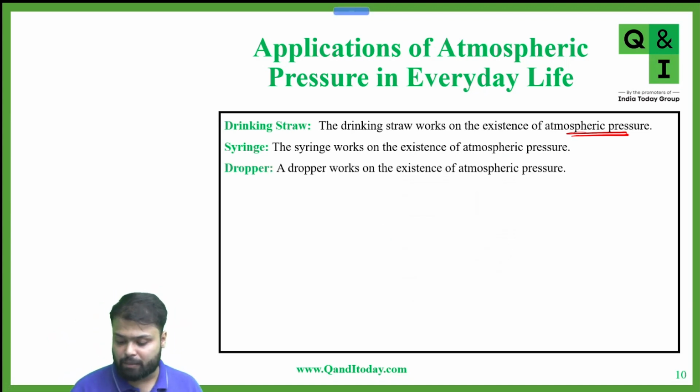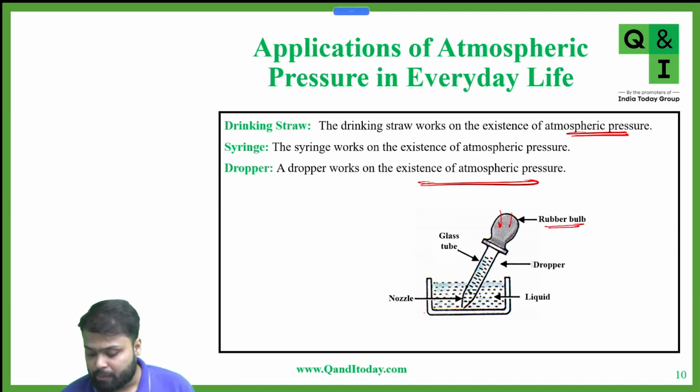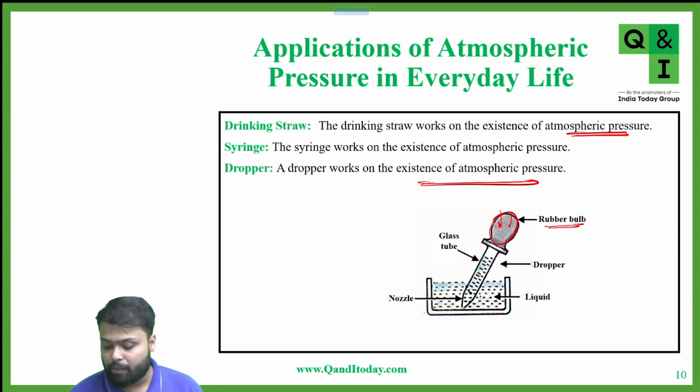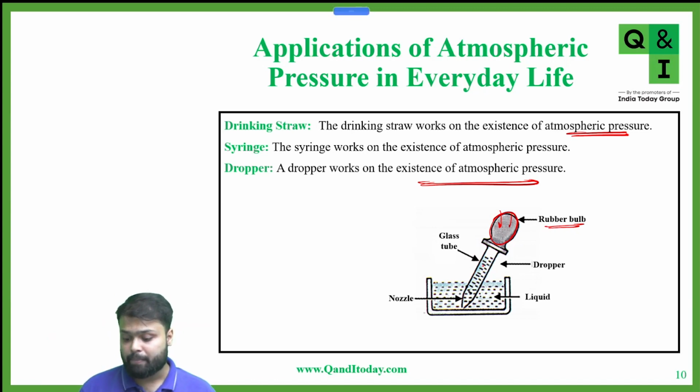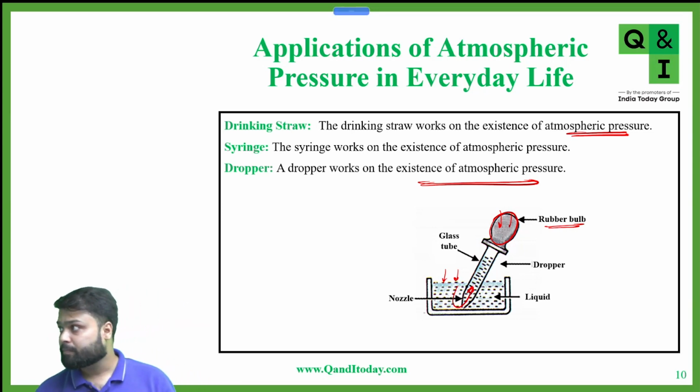Again, the dropper works on the existence of atmospheric pressure. Suppose we have a rubber bulb here. When we press this rubber bulb, what happens? The air inside the rubber bulb goes out in the form of bubbles. And when you release the rubber bulb, what happens? Inside the rubber bulb the pressure is less than atmospheric, but the pressure acting outside is atmospheric. So again there is a flow of liquid from high pressure to low pressure.